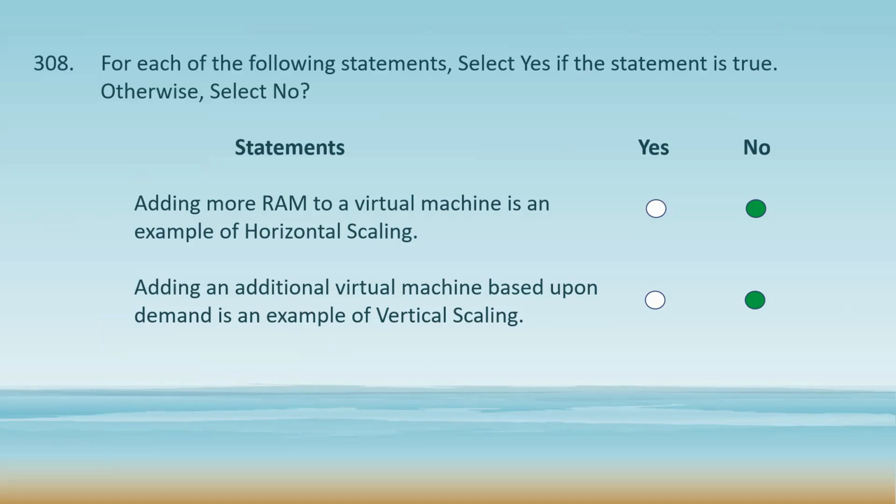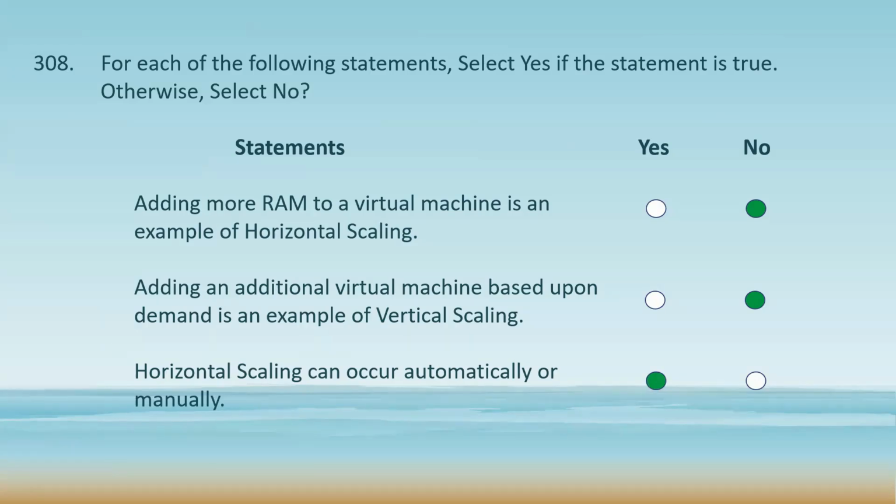Now, the third statement is horizontal scaling can occur automatically or manually. This statement is correct. You have both options to set up triggers for auto scale or scale things manually.